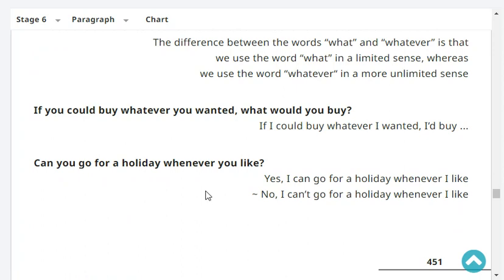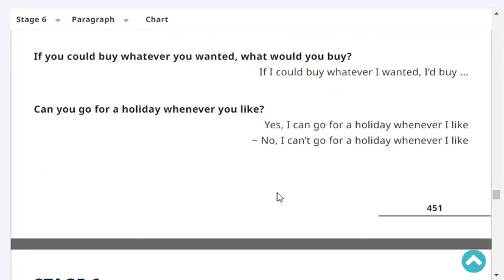If I could buy whatever I wanted, I'd buy a very big house. Very good. Can you go for a holiday whenever you like?